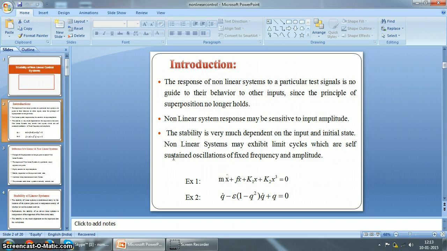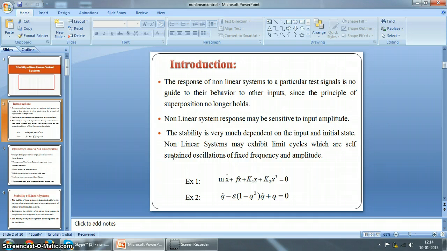A nonlinear system which does not obey the principle of superposition and homogeneity is called a nonlinear system. Whereas in the linear case, it obeys both principles of superposition and homogeneity. Also, if you take a spring mass damper system, which is a linear system, suppose you add a nonlinearity to that system, automatically that becomes a nonlinear system.